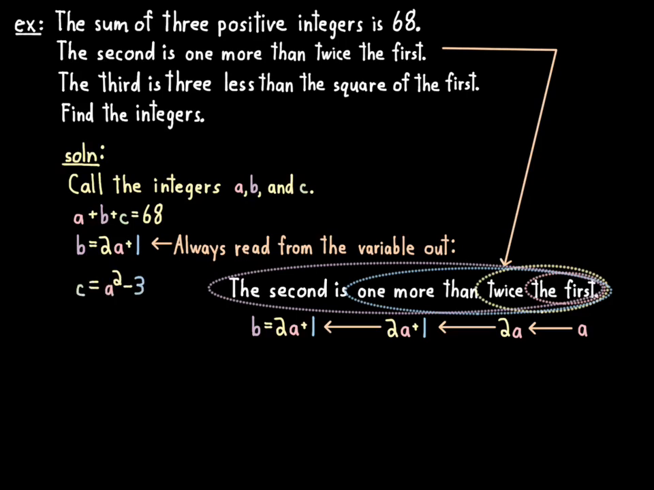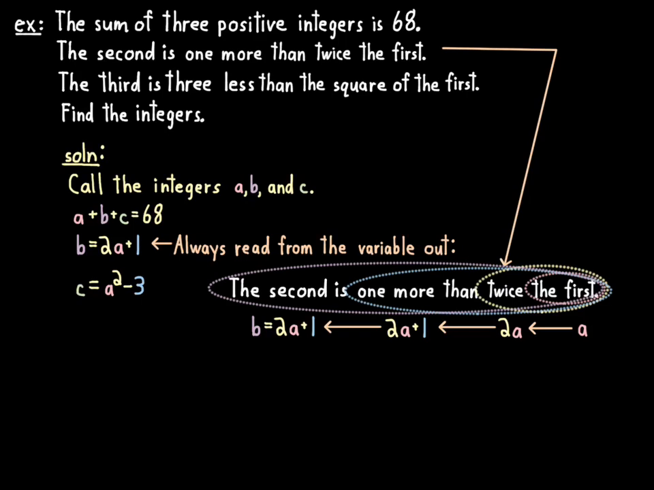And I did the same thing for C. What does C say? The third is C equals 3 less than the square of the first. So the first is A still. You want the square of the first, so it's A squared. What about the square of the first? 3 less than the square of the first. So it's A squared minus 3.